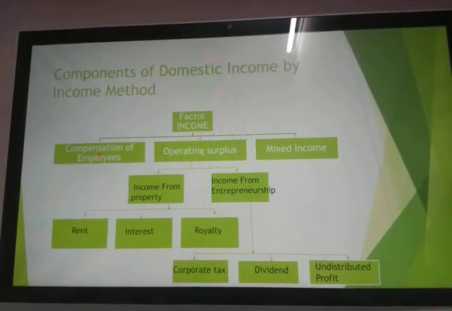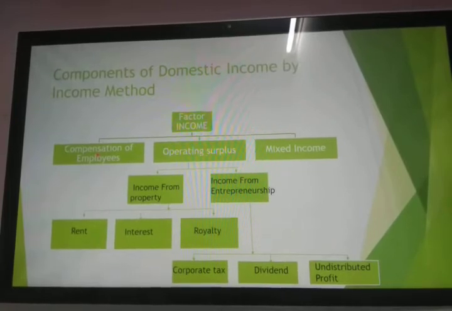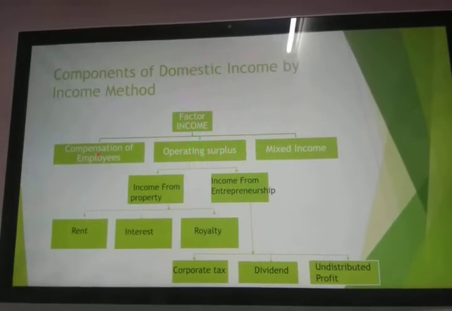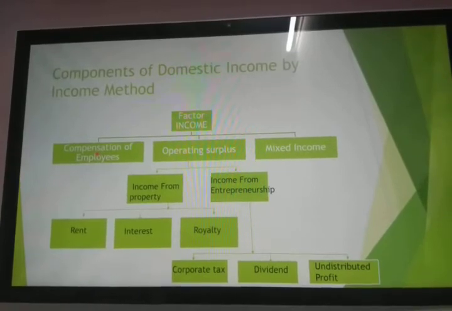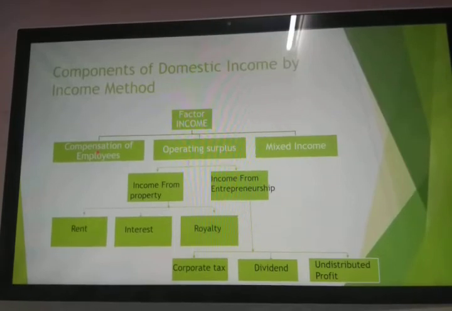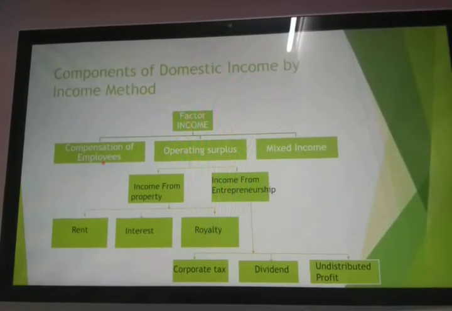Compensation of employees means that employees or workers are rendering their physical and mental services. For that, they get wages in cash, wages in kind, and also some other benefits which the term wages does not consider. So instead of using the word wages, we call it compensation of employees, or you can say income from work is compensation of employees.